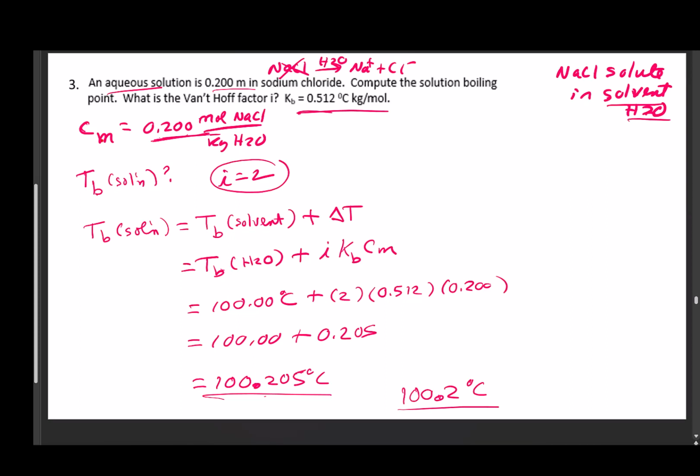Questions? So you got to be able to visualize this. It says an aqueous solution of sodium chloride in water. It means sodium chloride salt is dissolved in water. A salt, a saline solution.